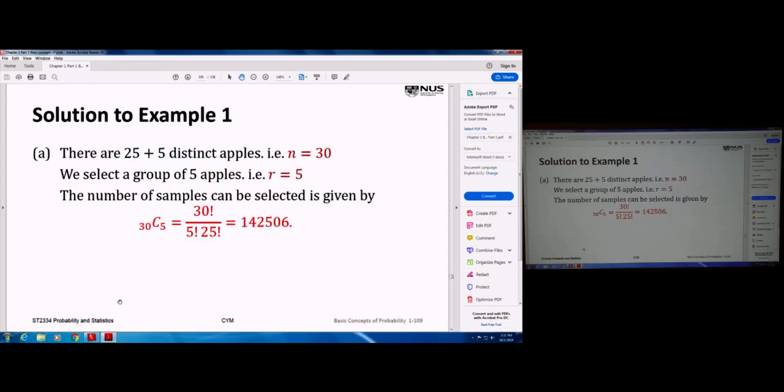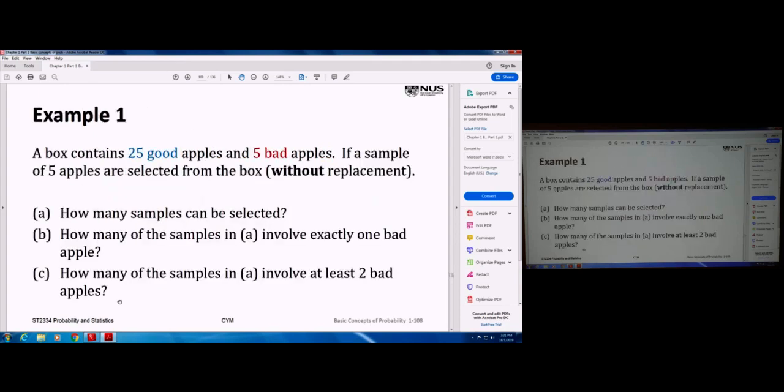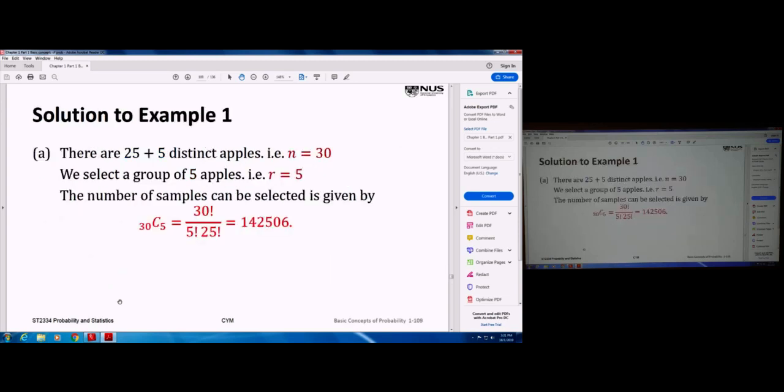So let's look at example 1, part A. How many samples can you select? Okay, this is not so bad. So there are 30 apples, and you've got 5 apples. And now, I'm not interested in the permutation, right? So basically I'm choosing 5 from 30, so the number of combinations I could do is 30 choose 5. Okay, 30 choose 5 has precisely this formula. So that's the first part.